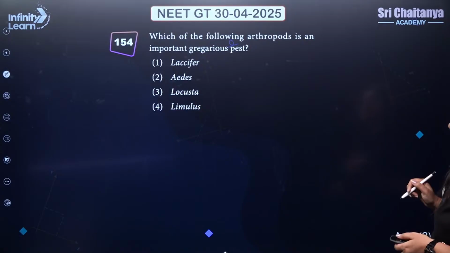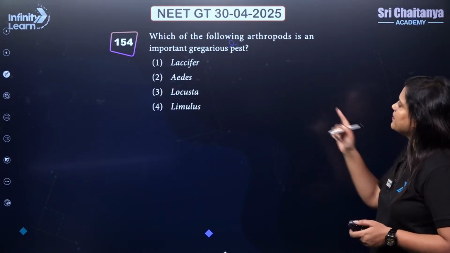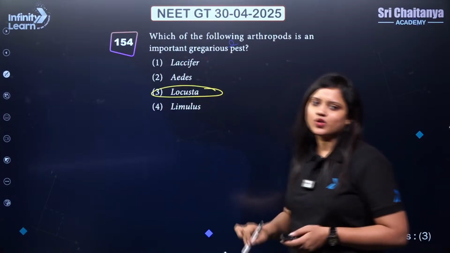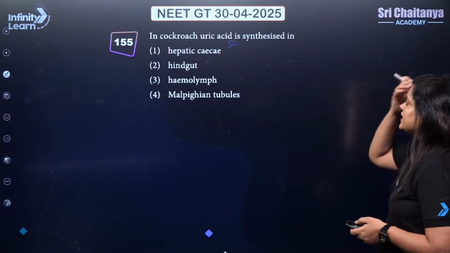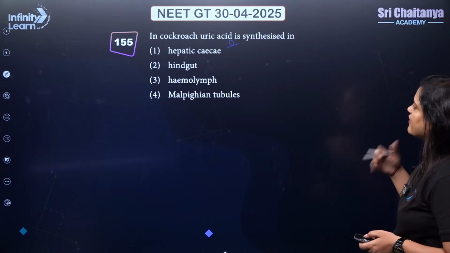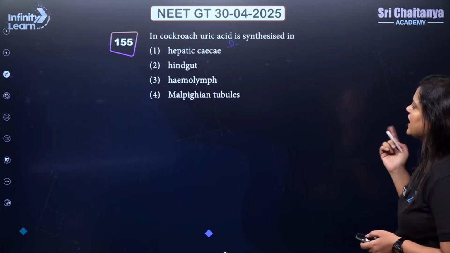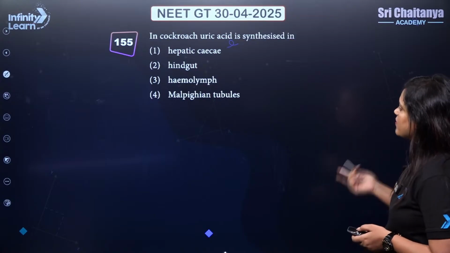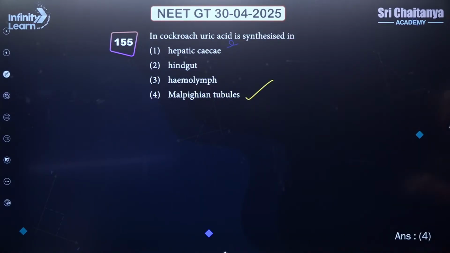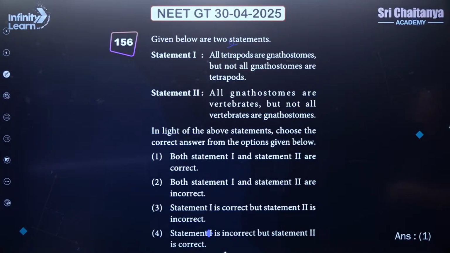Which of the following arthropoda is an important gregarious pest? So gregarious pest here will be Locusta. In cockroach, uric acid is synthesized in. So we have 4 options: hepatic ceca, hindgut, hemolymph and Malpighian tubule. The answer will be Malpighian tubules, right?